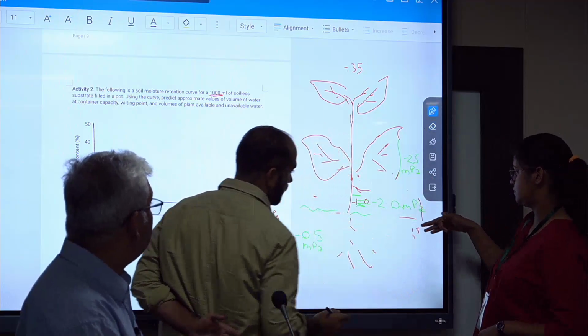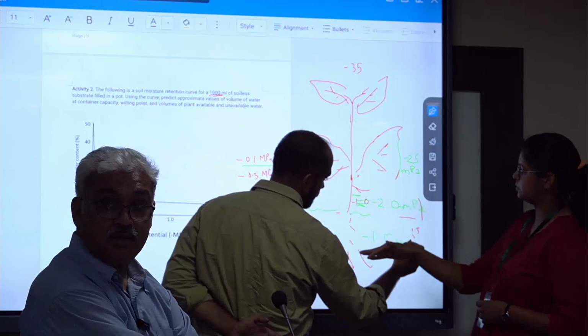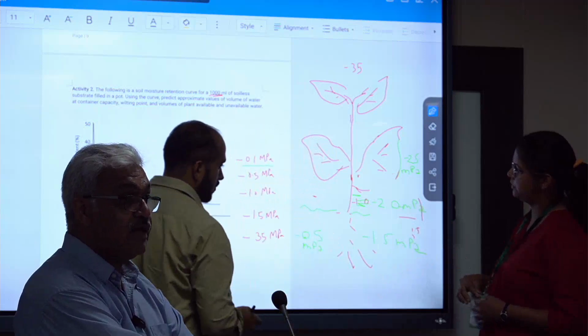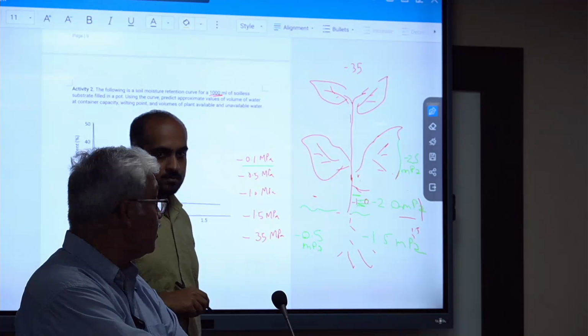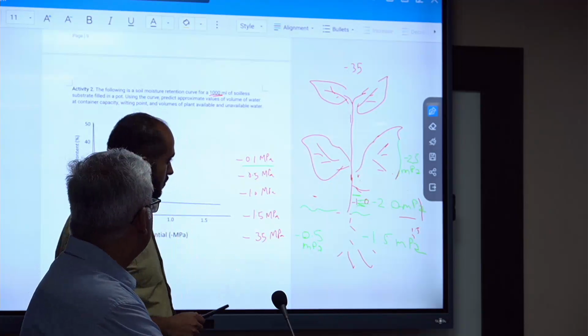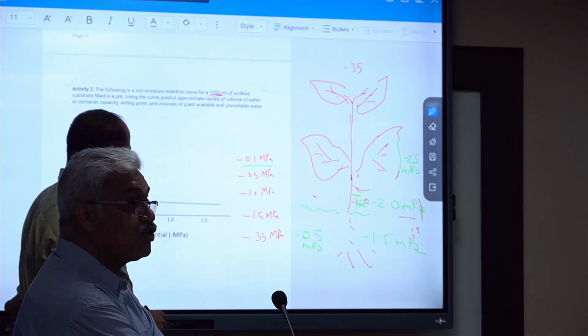And then roots becomes minus 1.5. That is how they adjust. They are not static. They are very smart. So what they immediately do is, okay, there is no water in the soil. Correct, there is no water in the soil. What can I do? I'm going to stop photosynthesis.